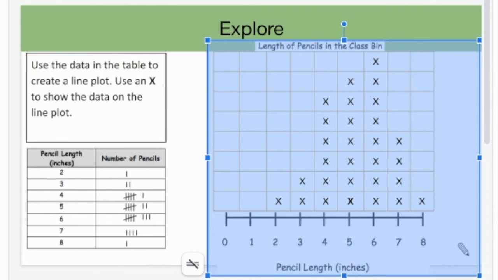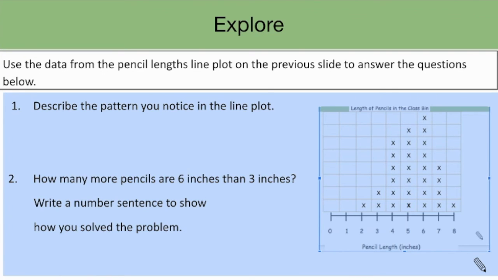Does your line plot look like mine? Awesome. Give yourself a pat on the shoulder and say, good job. If your line plot does not look like mine, that is okay. You can pause this video and finish up your line plot. All right, now let's answer some questions about the line plot.